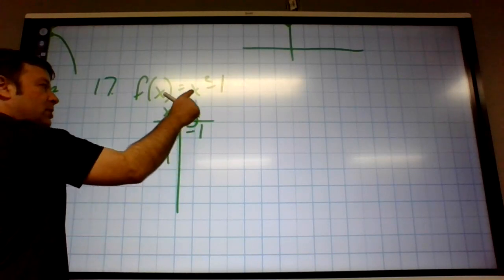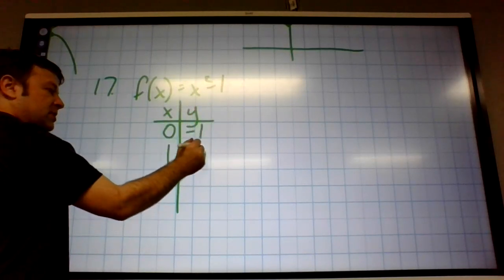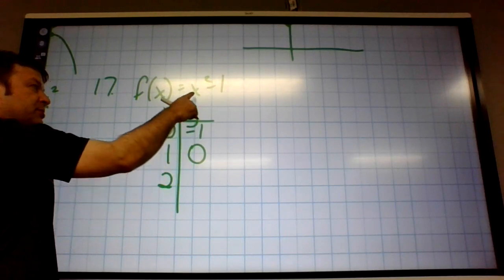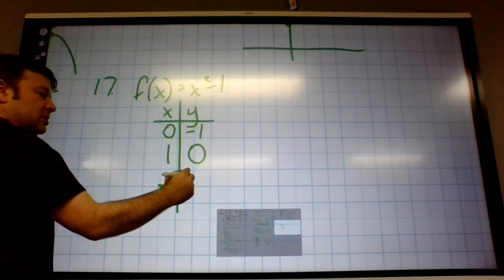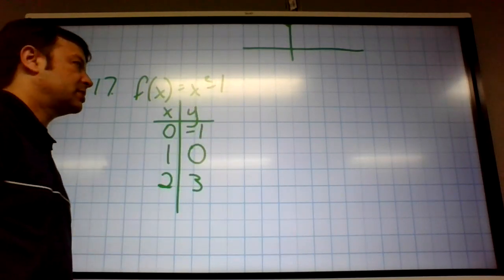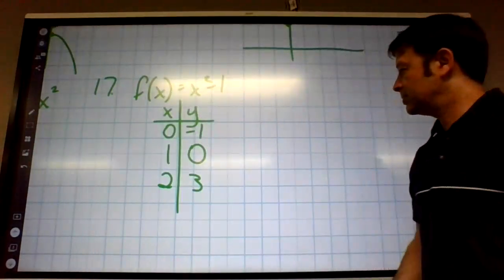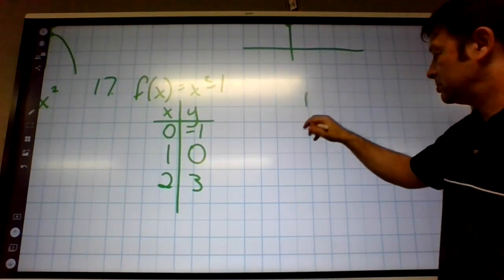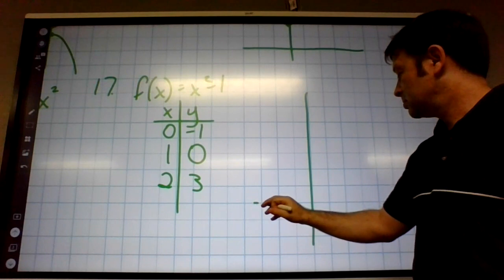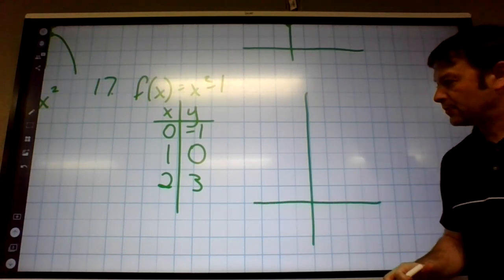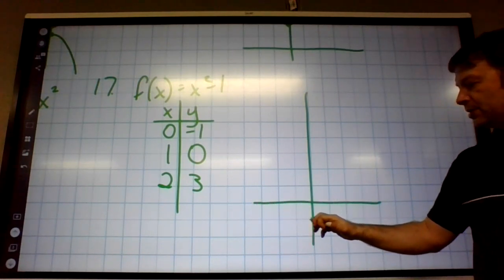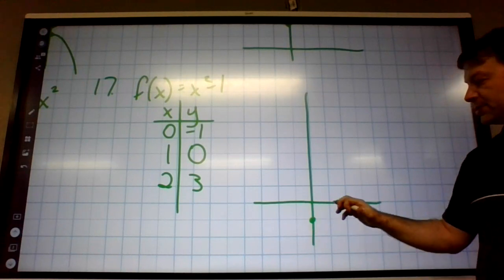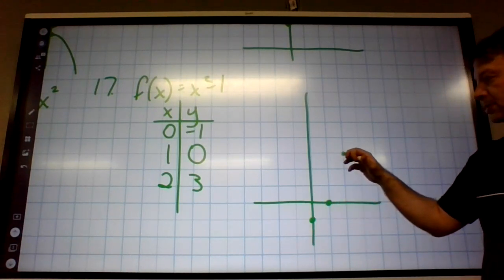If I plug in 1, 1 squared minus 1 is 0. If I plug in 2, 2 squared is 4 minus 1 is 3. So 0, negative 1 is the vertex. 1, 0, 2, 3.